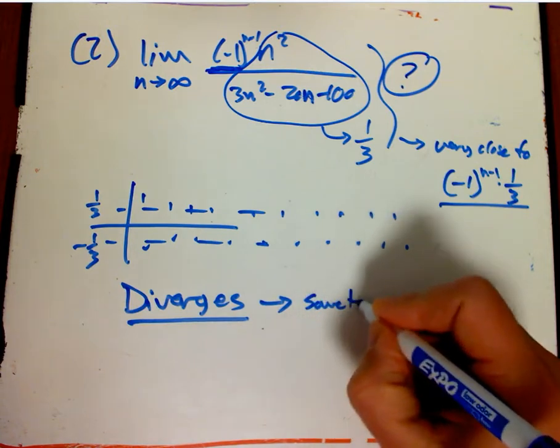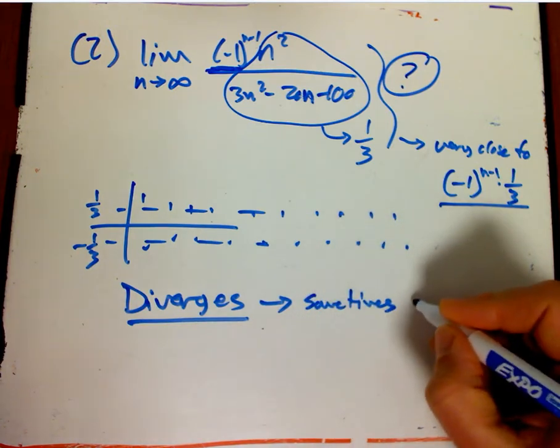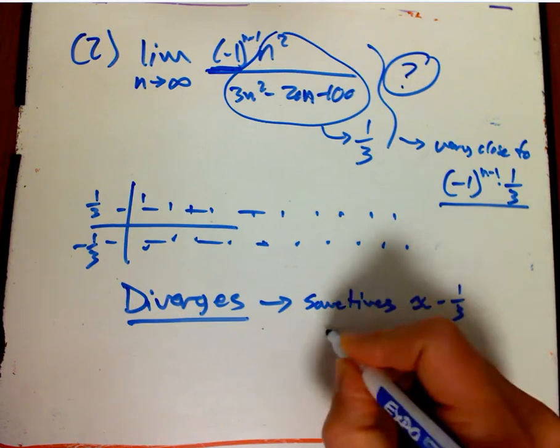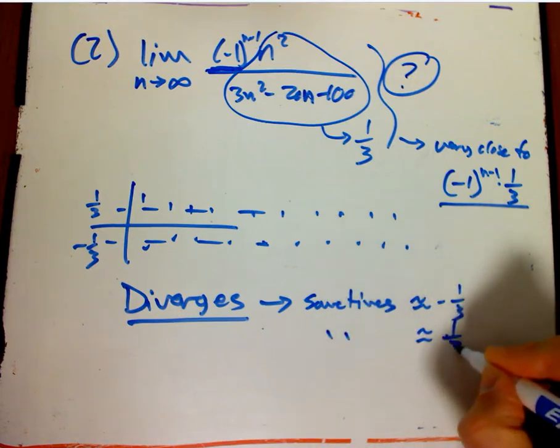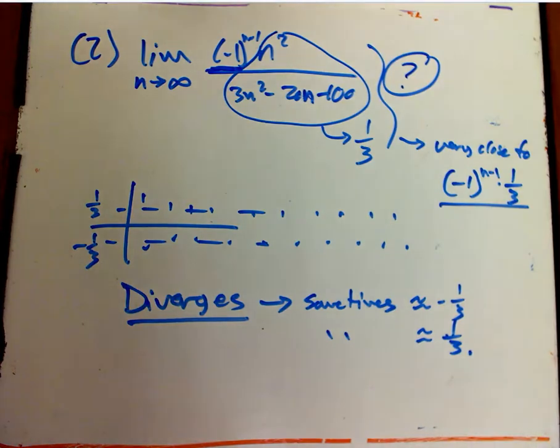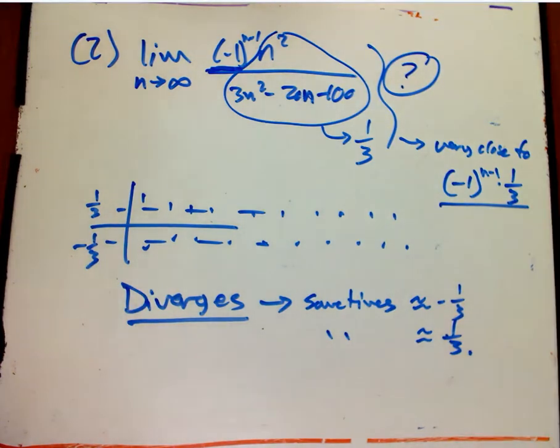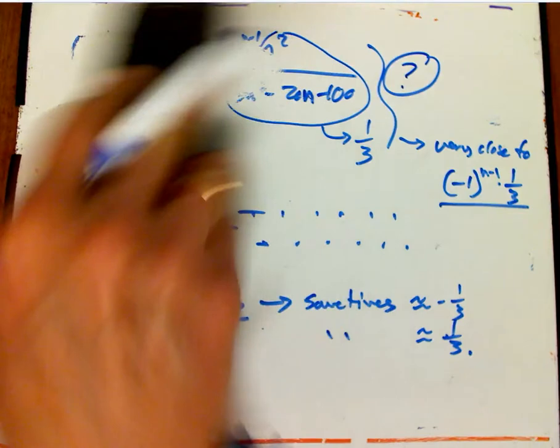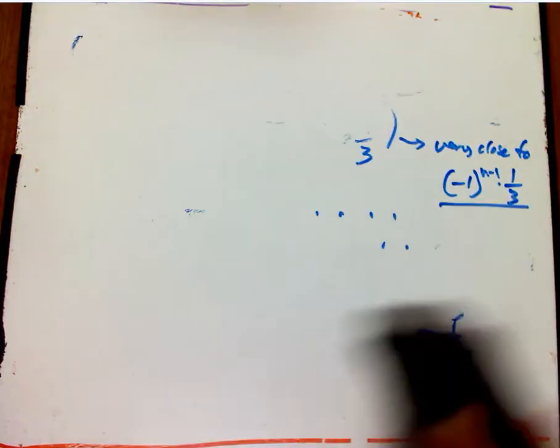You could just say it's sometimes approximately -1/3 and sometimes approximately 1/3, and it never settles down. And that's a pretty good justification. Let's do one more before I switch to a new video.